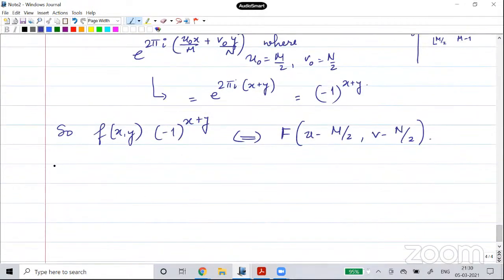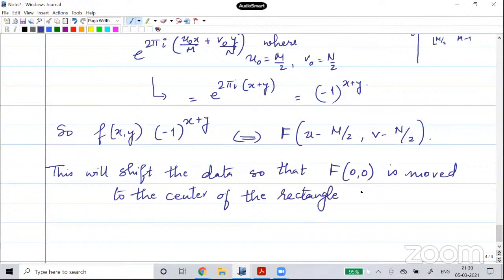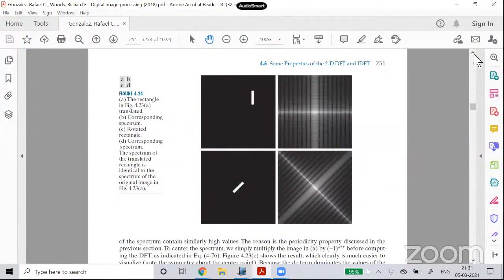Okay, so this will shift the data so that f(0,0) is moved to the center of the rectangle, of the rectangle 0 to m-1 cross 0 to n-1. Okay, like in this image here.